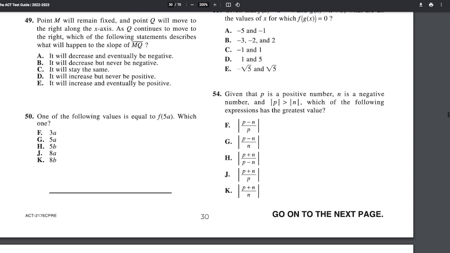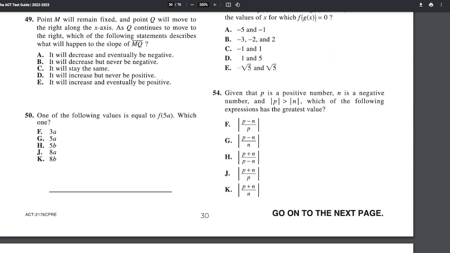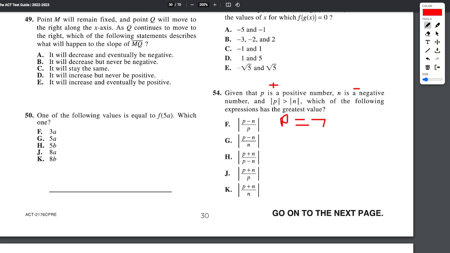Alright, 54. Next, it says that given that p is a positive number, I'll write a plus here. And n is a negative number, I'll write a negative here. And the absolute value of p is greater than n. So p is something like 2. N could be something like negative 1. Just pointing out some possibilities. And we know this is true because the absolute value of p is greater than the absolute value of n. So that works out perfectly good for us.